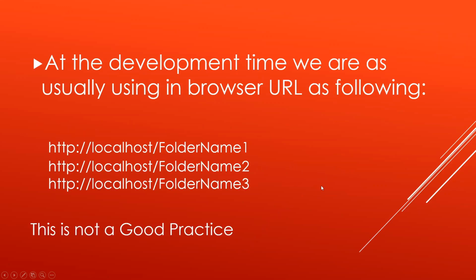At development time, we usually use URLs in the browser as follows: http://localhost/foldername1, then for another one http://localhost/foldername2, then another one http://localhost/foldername3. Every time we use localhost, we are using the same server, but this is not a good practice.